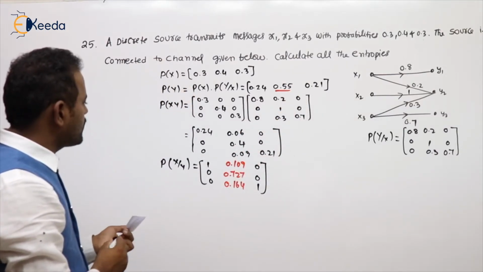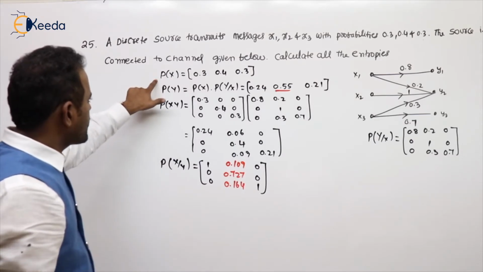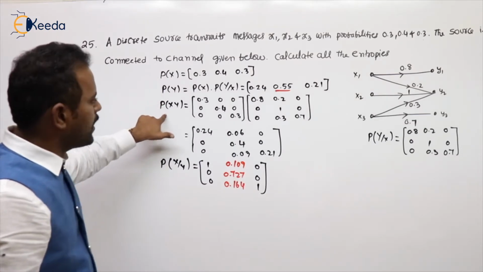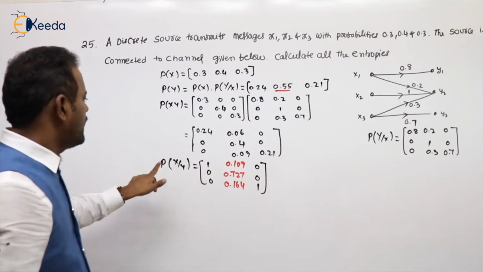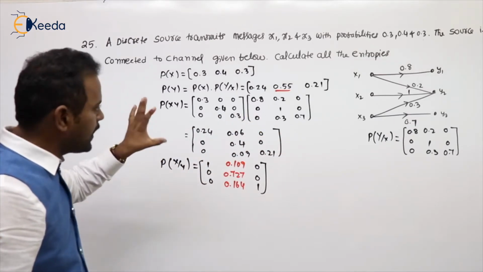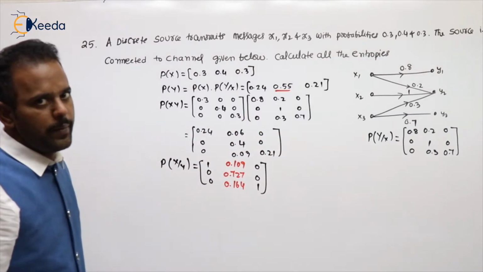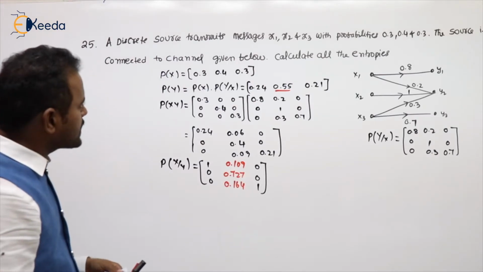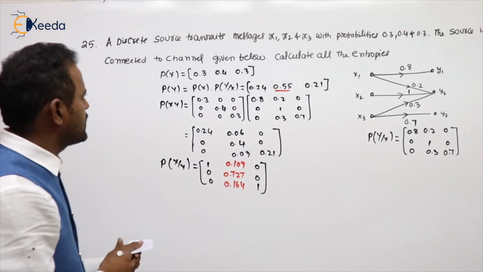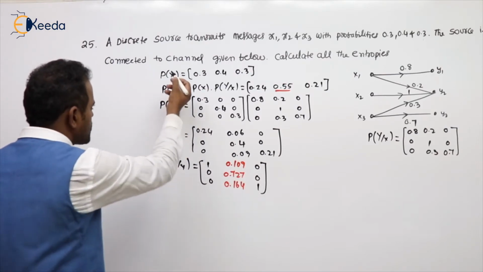Once you have got all of these, see, we have P of x, P of y, x by y, and y by x. All these are the probabilities associated with the two-dimensional case. So now what is being asked? Calculate all the entropies. Let's start with the first one.